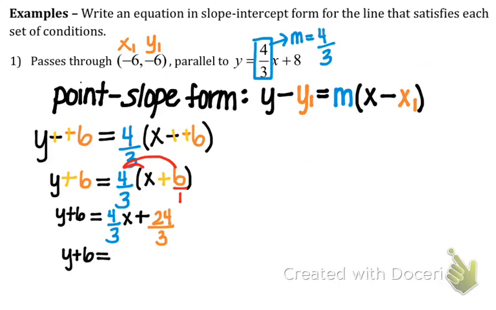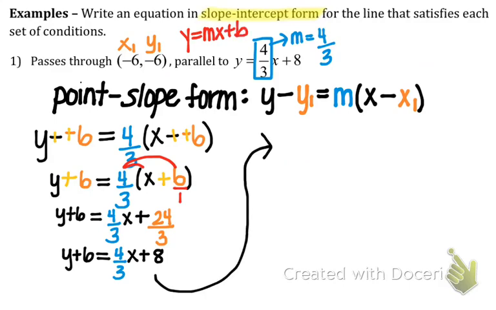So y plus 6 is equal to 4/3 x plus 24 over 3, which is 8. Okay, now I need to do one last thing, and that is notice that in the original problem we have to make sure that our final equation is in slope-intercept form. So that is your y equals mx plus b.